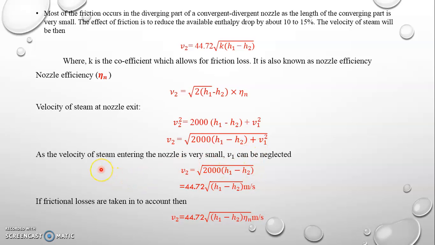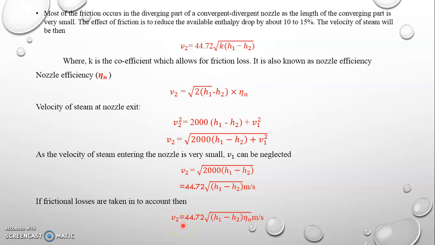As the velocity of steam entering the nozzle is very small, V1 can be neglected. In the convergent part, the initial velocity is very small compared to the final velocity. That's why we neglect the initial velocity. Finally, we get final velocity equal to square root of 2000 into H1 minus H2, that is 44.72 square root of H1 minus H2 meters per second. If the friction losses are taken into account, we have to add the nozzle efficiency.